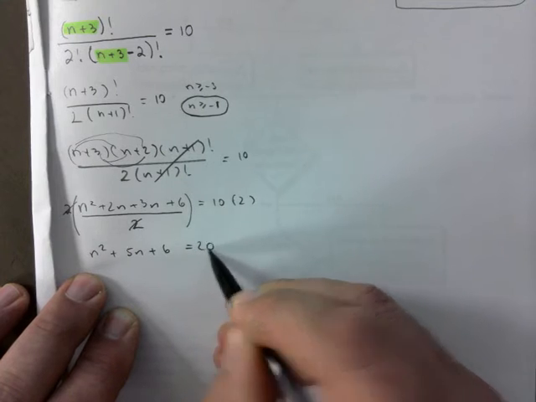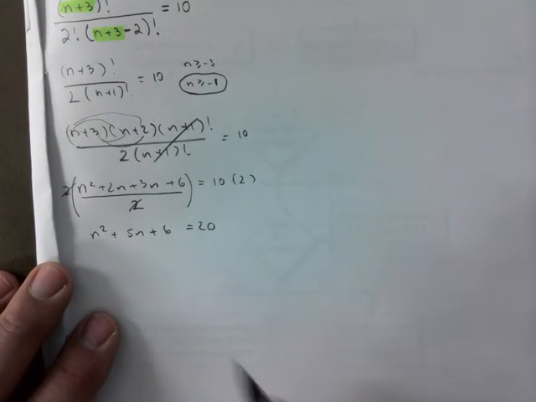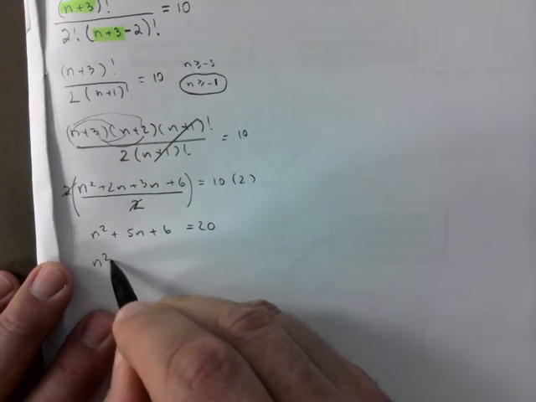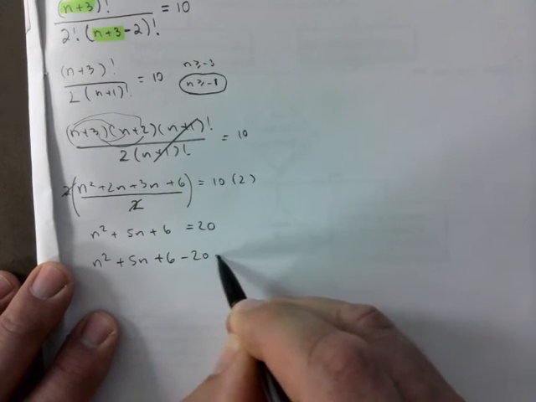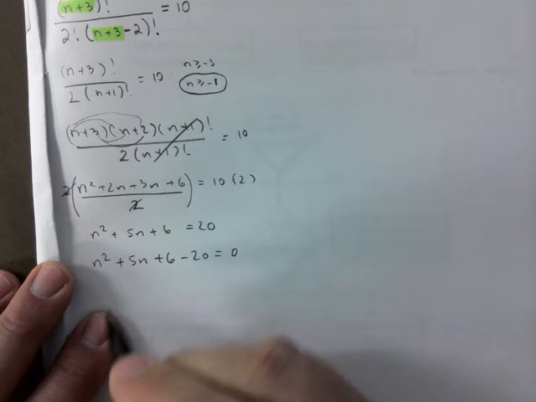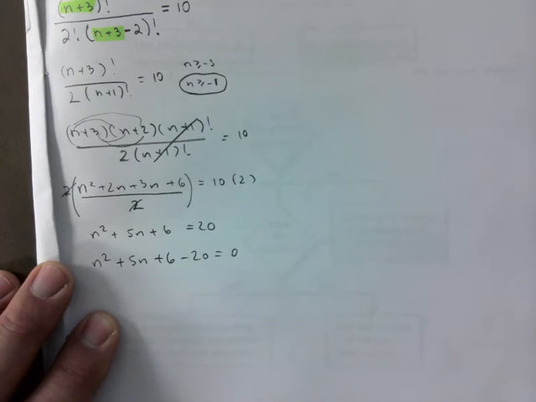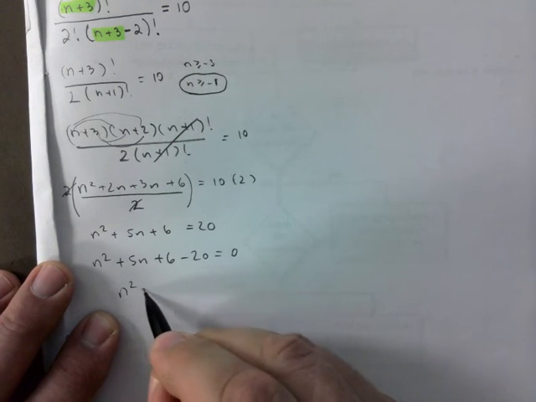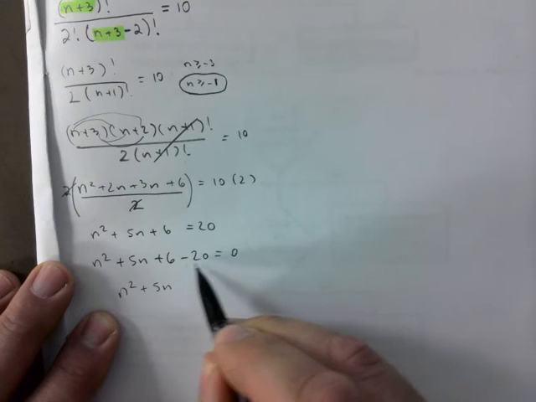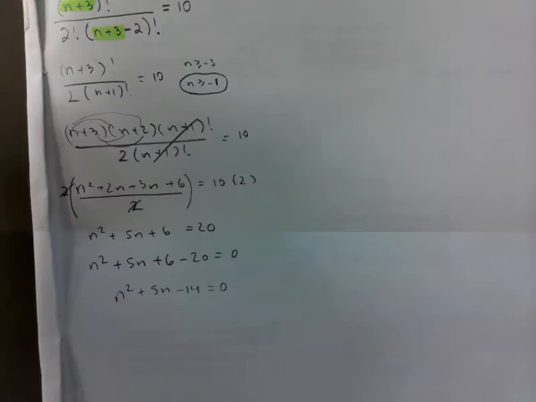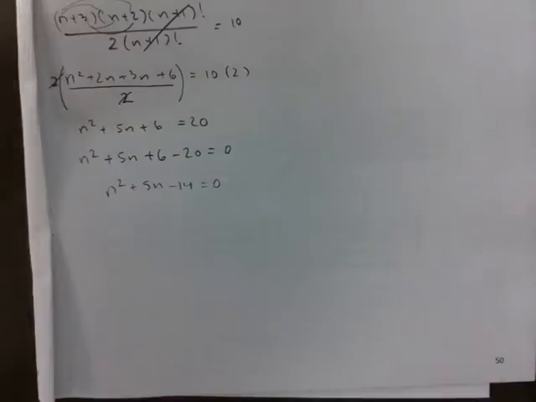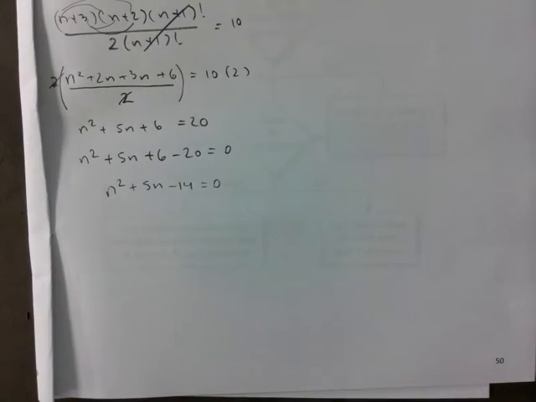Is equal to 20. Okay, you bring the 20 over, so it's n squared plus 5n plus 6 minus 20 is equal to 0. And then it's n squared plus 5n minus 14 is equal to 0. If you got this far, you're doing pretty good. Right now it's just how are you going to solve this? Quadratic formula, factoring, or using your calculator.